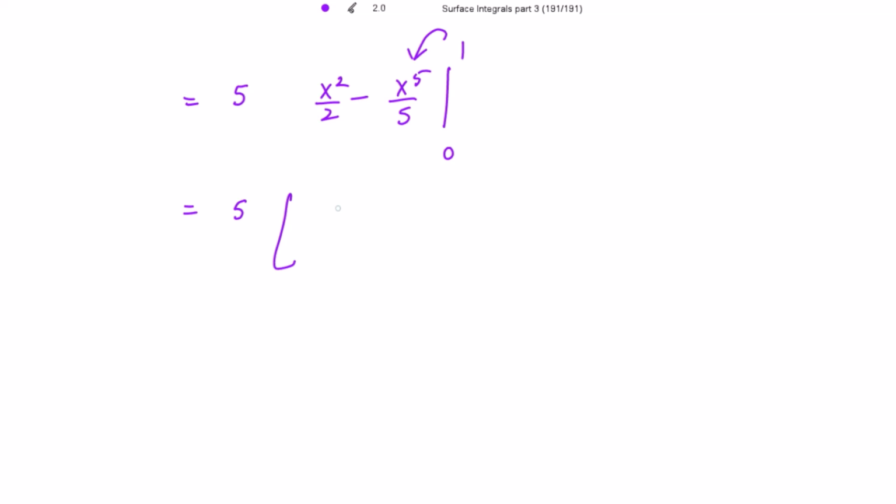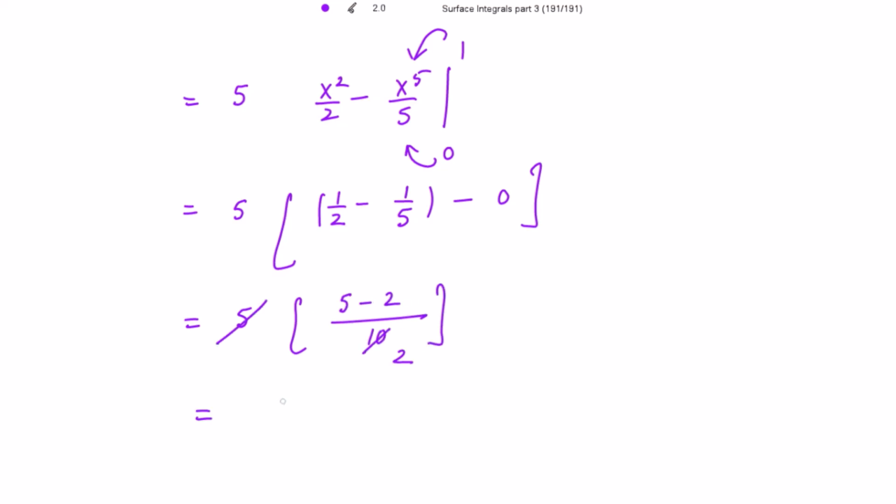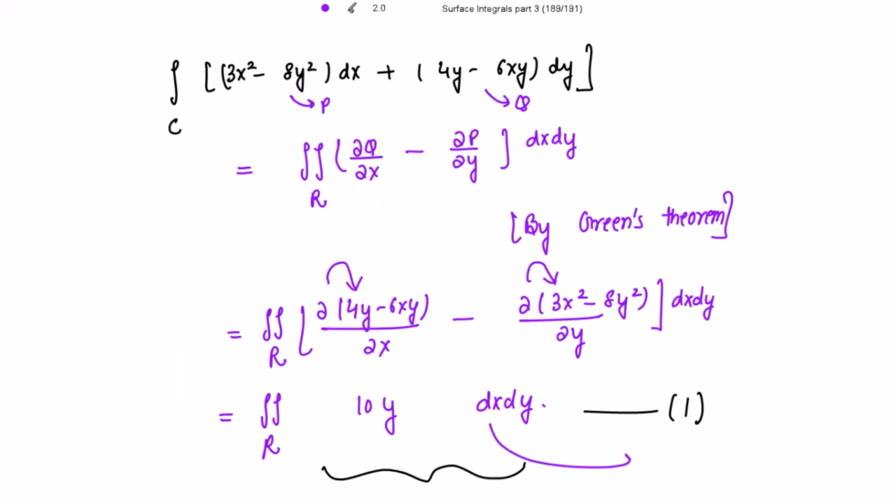Putting the upper limit for x, we get 1 divided by 2 minus 1 divided by 5, minus putting the lower limit for x, we get 0. So this is, taking the LCM of 5, 5 minus 2, so this is 3 divided by 2. So we have got the value for the double integral on the right hand side to be equal to 3 divided by 2. And now we need to check what is the value for the left hand side. If the two values are equal, then Green's theorem is verified.